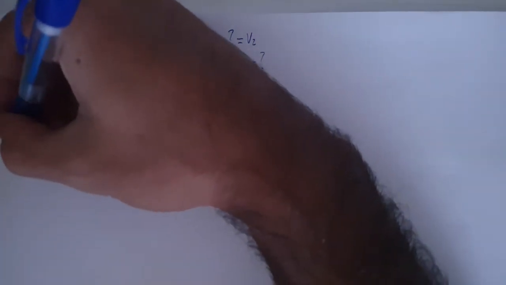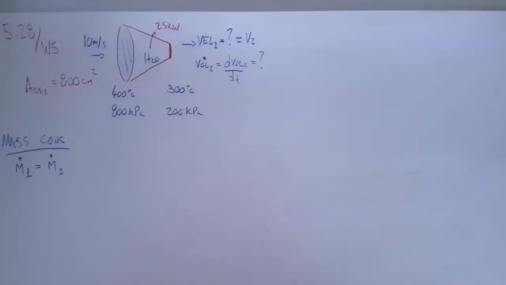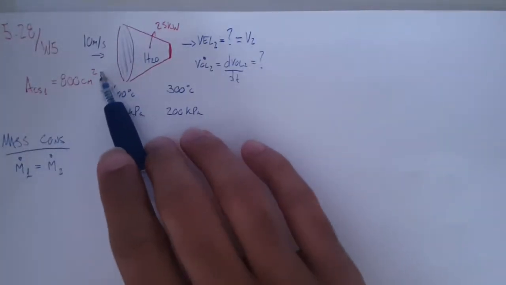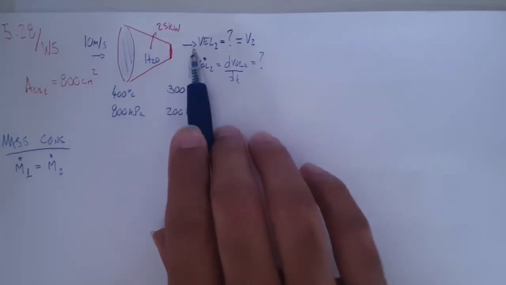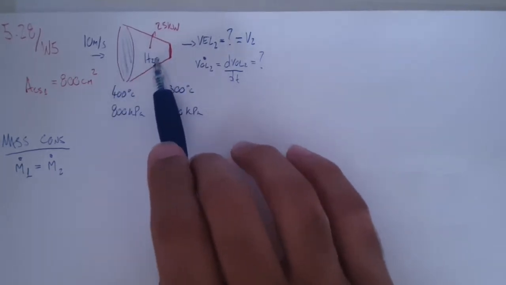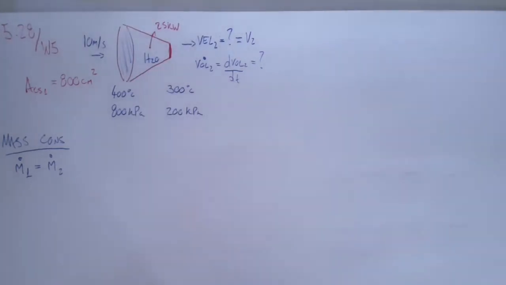First principle is the mass conservation principle, which states that the rate of mass on the inlet has to be equal to the rate of mass on the outlet. So the amount of mass that's going in is the same amount of mass that's going out. In other words, we can't have water or steam accumulating inside the nozzle. Okay, and that's a very good approximation for engineering purposes.